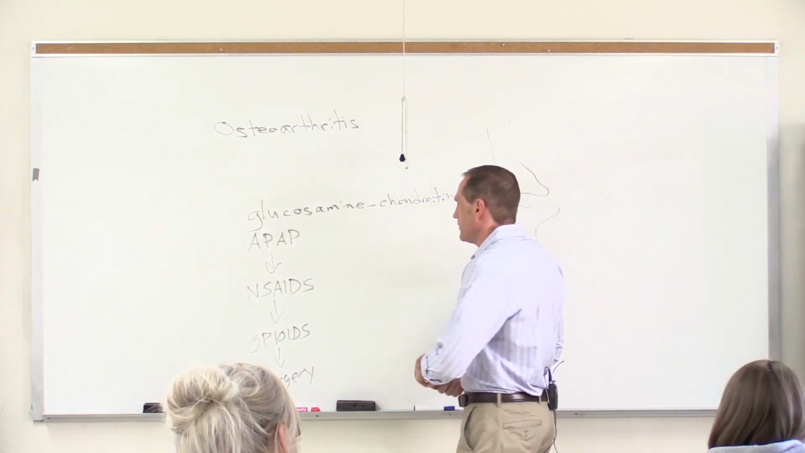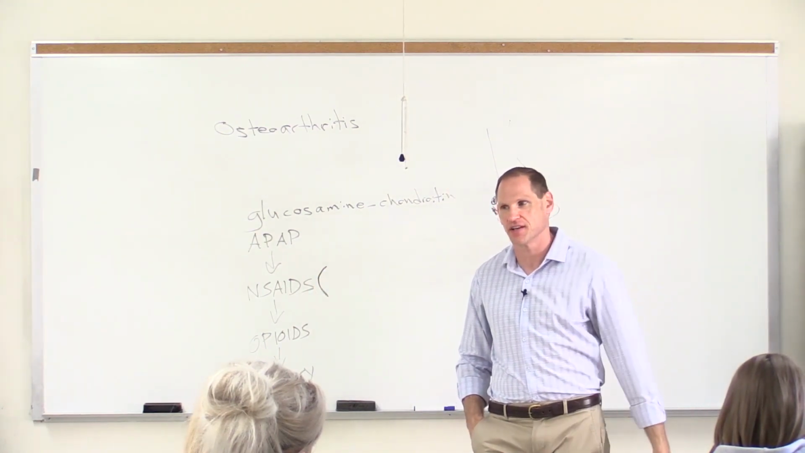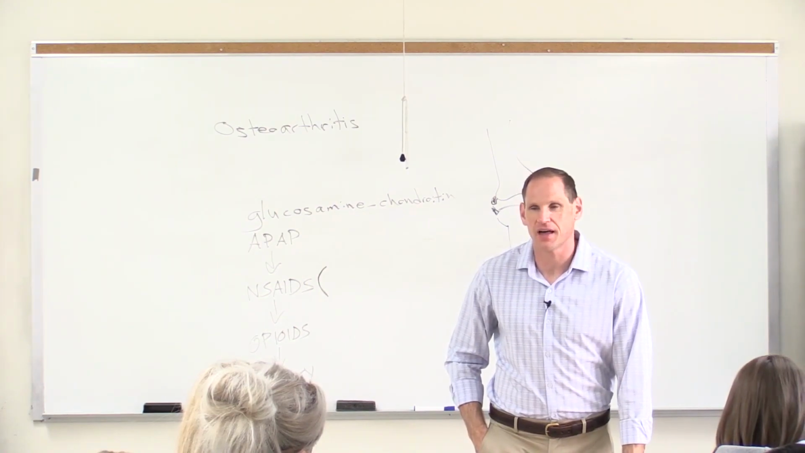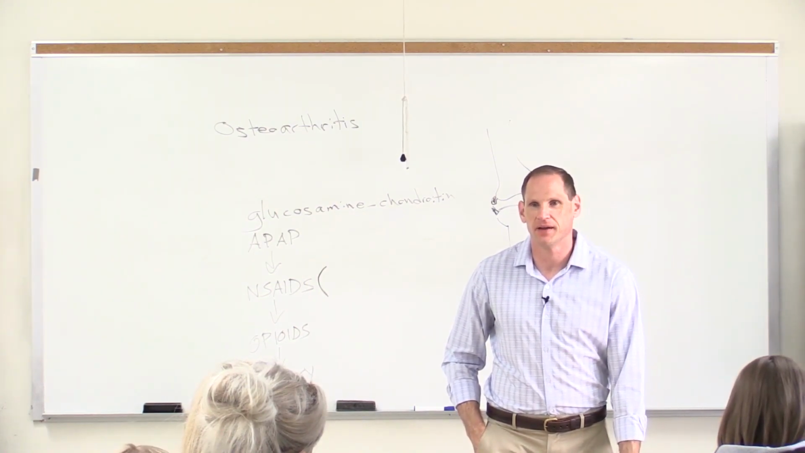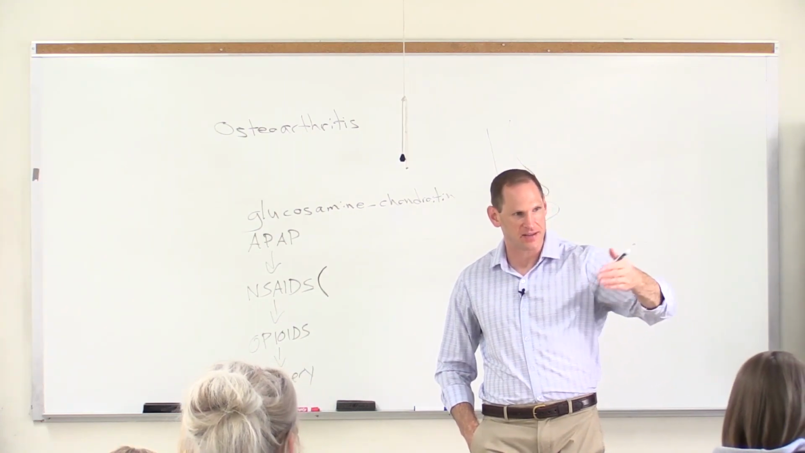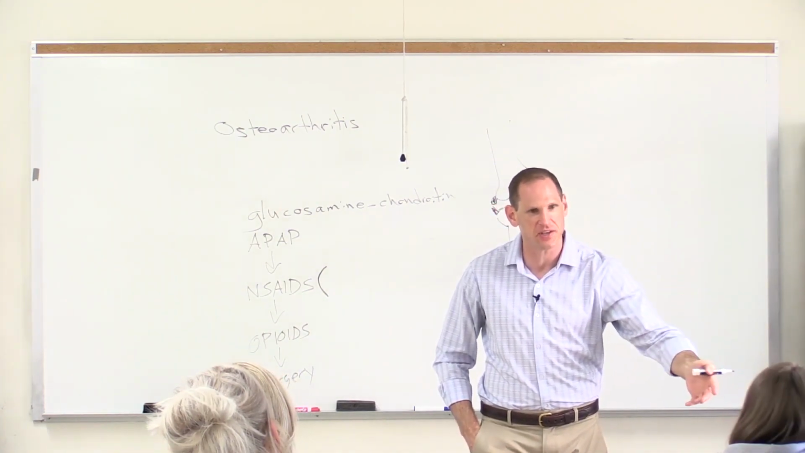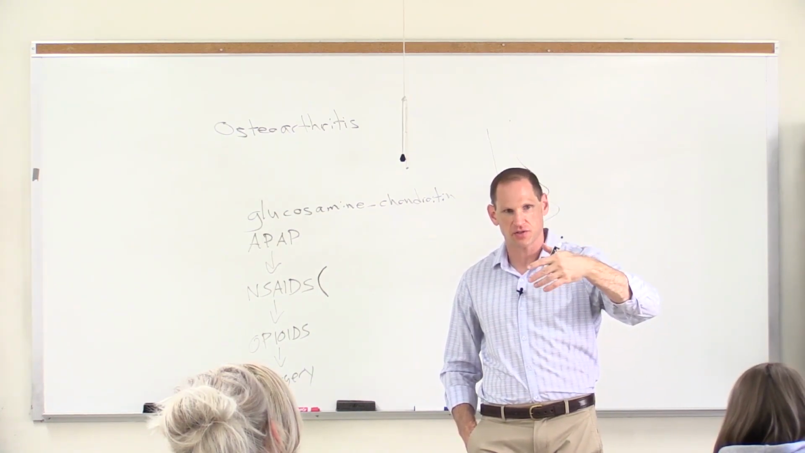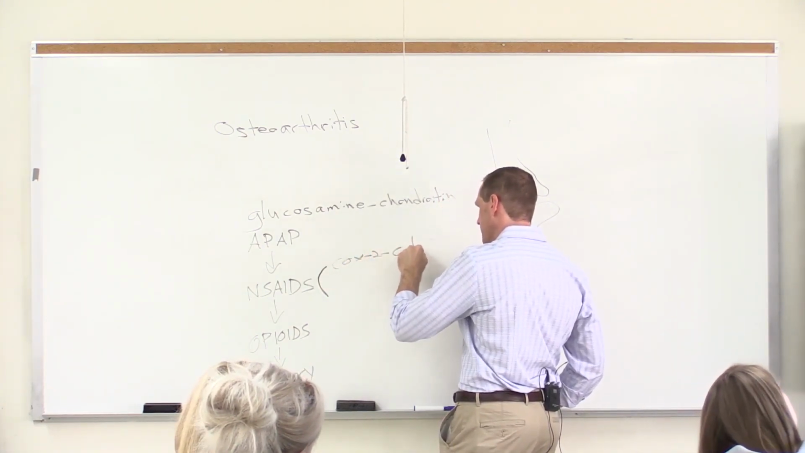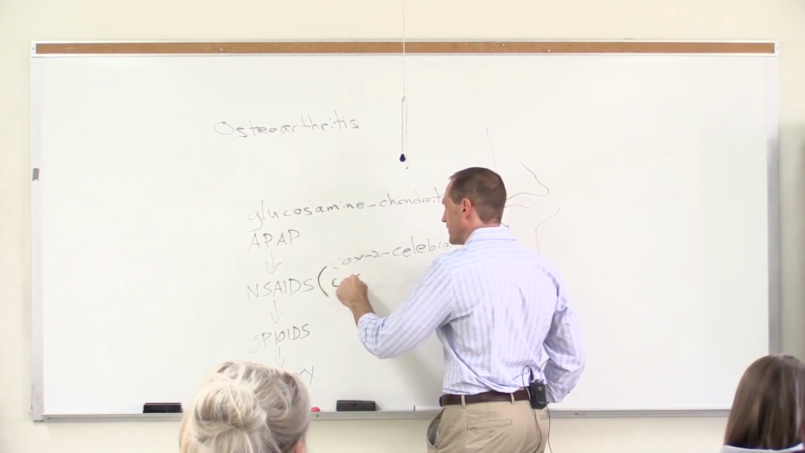Now, when it comes to NSAIDs, not all NSAIDs are created equal. So what's the big thing that we learned about in Pathopharm 1 as far as NSAID classification? How do NSAIDs work? What do they inhibit? COX 2, and that's how they provide their anti-inflammatory effect, but they also block COX 1. So we have COX 1/2 inhibitors, and then we have ones that are more selective for COX 2. The only COX 2 inhibitor currently on the market is celecoxib or Celebrex. So that's the one we want? Not necessarily. But then we have the non-selective ones as well.